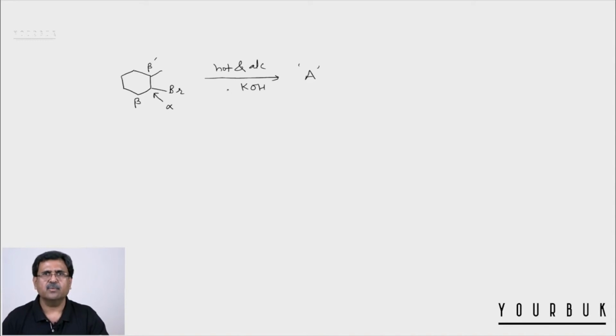Now since you have two different beta carbons present, two possible alkenes are formed. And the two possible alkenes are: one, when you have a double bond formed between the alpha and the beta carbon present.